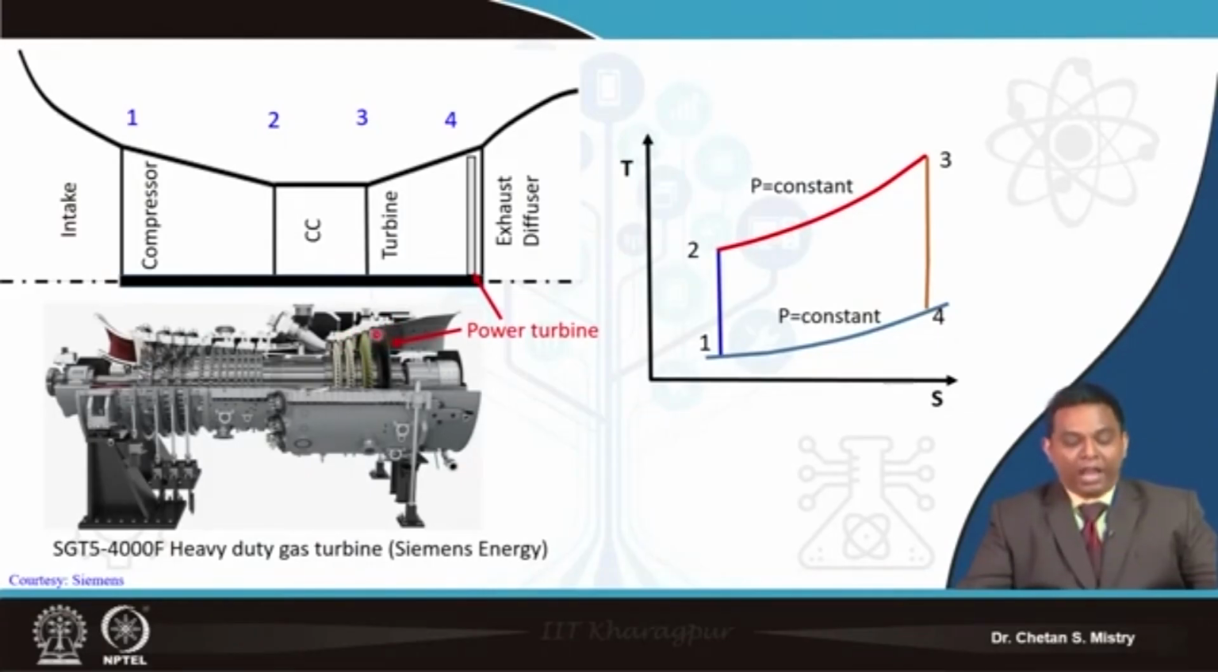Here this high temperature gas strikes the power turbine, and that power turbine is connected with the generator, which generates my power. Electric power is what we are looking for. So the purpose of the gas turbine here is power generation. Do not get confused with gas turbine engines.